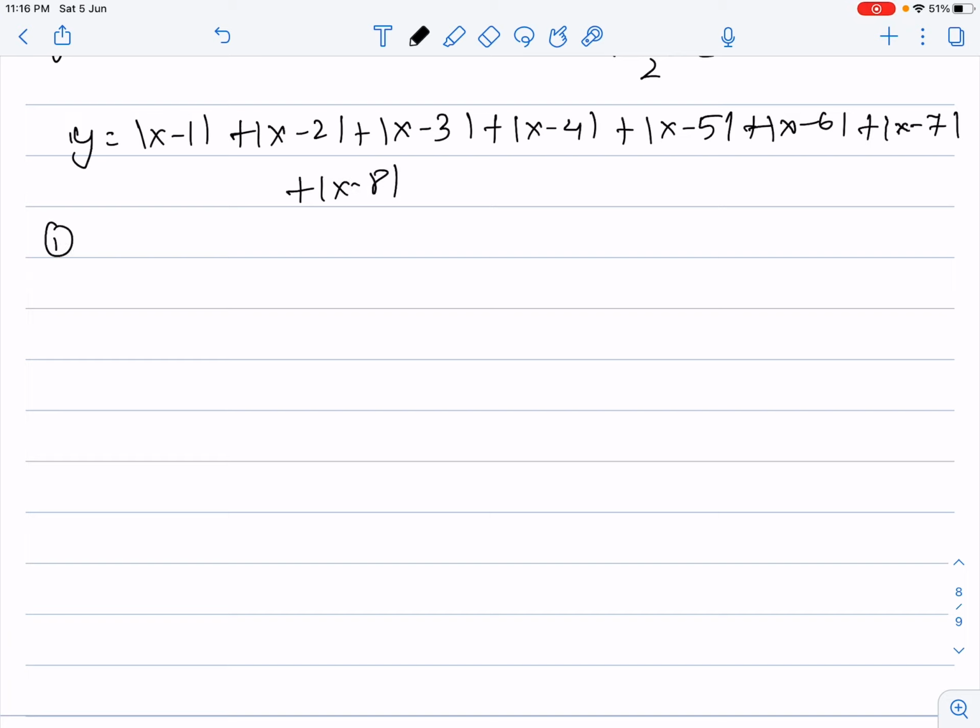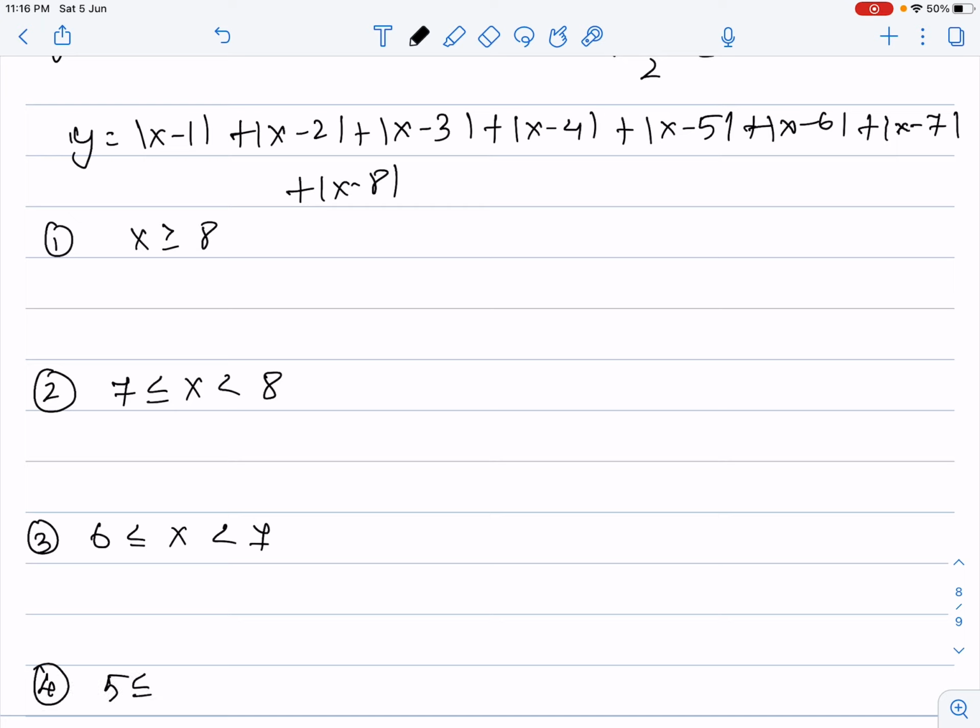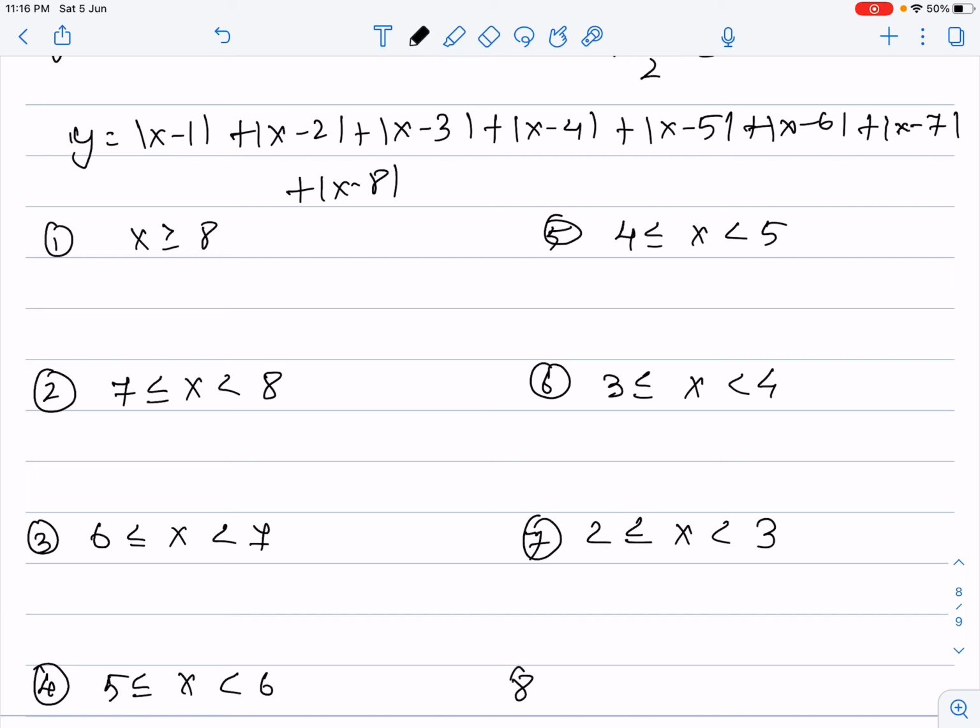So first case I'll be considering x greater than or equal to 8. Then second case, 7 less than or equal to x less than 8. Then the third case, 6 less than or equal to x less than 7. Then the fourth case, 5 less than or equal to x less than 6. Then the fifth case, 4 less than or equal to x less than 5. Then the sixth case, 3 less than or equal to x less than 4. Then the seventh case, 2 less than or equal to x less than 3. Then the eighth case, 1 less than or equal to x less than 2.